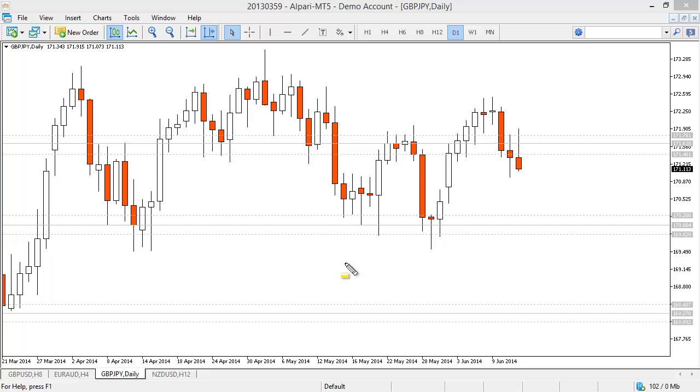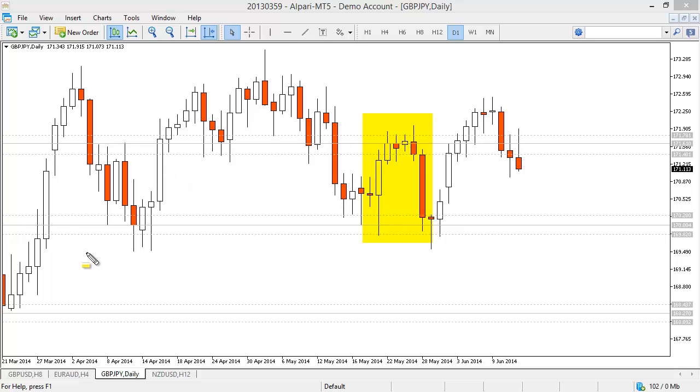Okay, so let's look at these setups. We're going to start with the GBP JPY setups, and then we'll take a look at the New Zealand USD setup and some other setups. We'll start with this setup here. As I was saying earlier, my trading strategy is split up into 3 parts. Any trade is split up into 3 parts: preceding trend, indecision, and reversal trend.